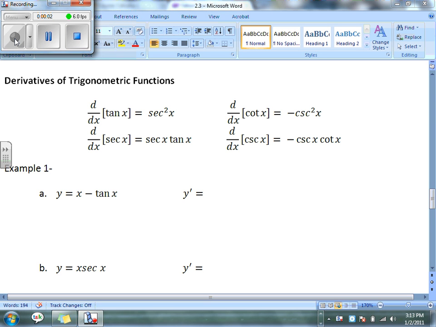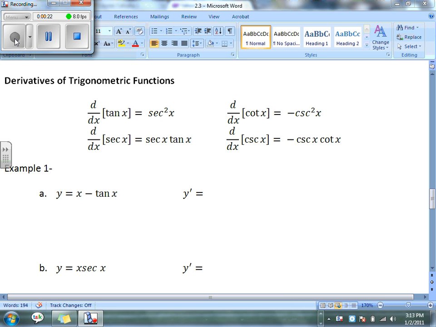All right, we're starting here with the second part of section 2.3. We're going to look at derivatives of trig functions, and we're also going to look at higher order derivatives, which is just taking a derivative for the second time or a third time. So we'll look at that a little bit. First of all, we have the derivative of trig functions.